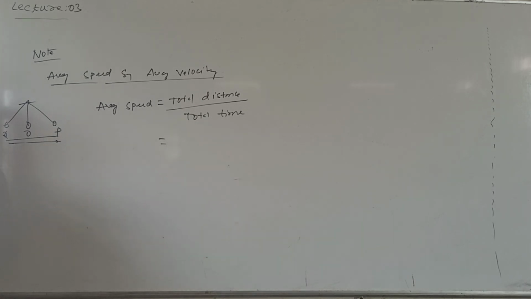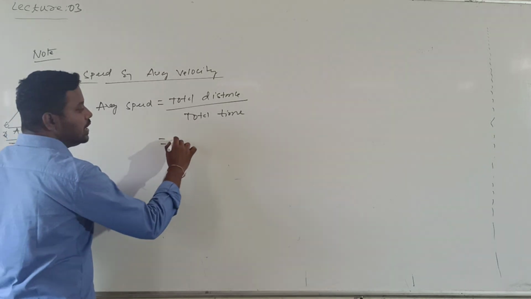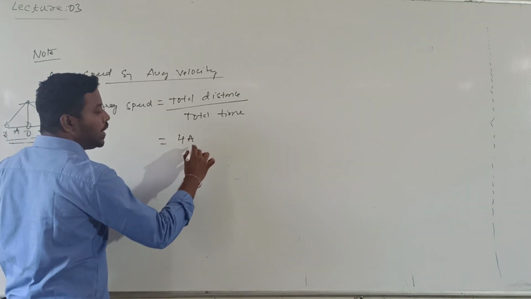Now you tell me, we know that O to P will be equal to A, amplitude. First it goes from P to O, amplitude is A, so distance is A. O to Q, A, again Q to O, A, again O to P. So what is the total distance traveled for one oscillation?